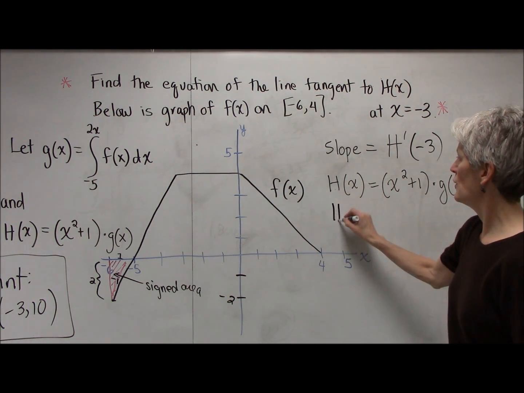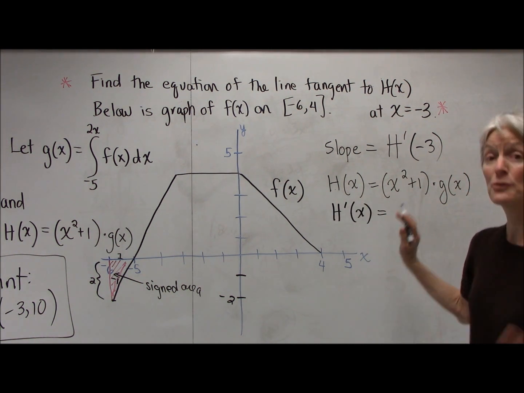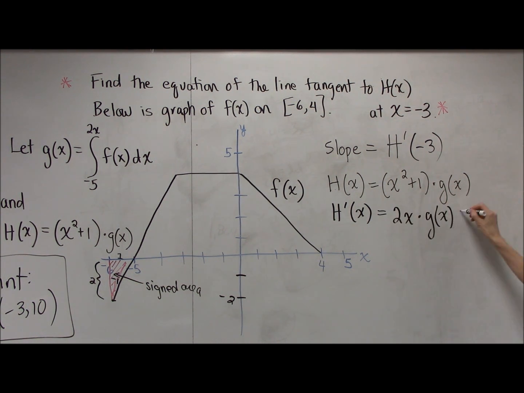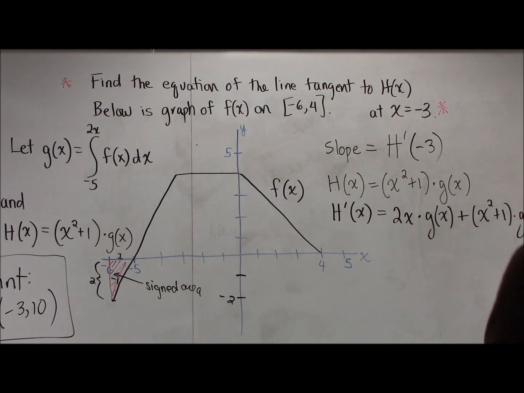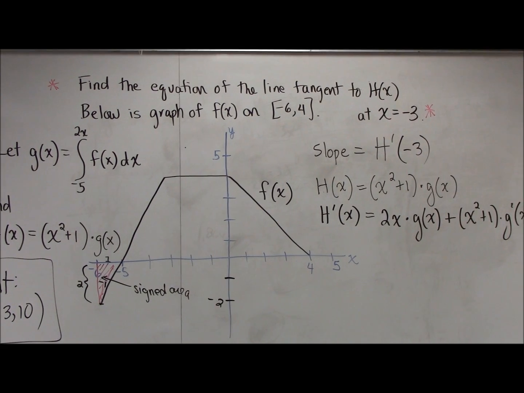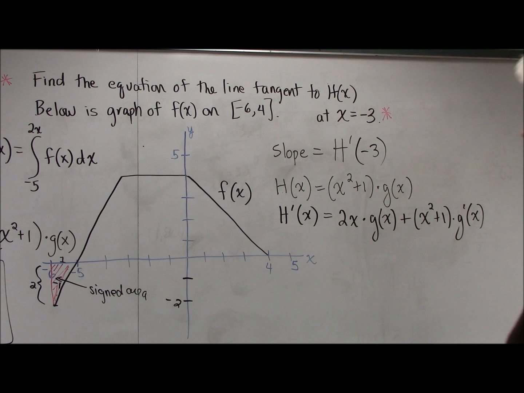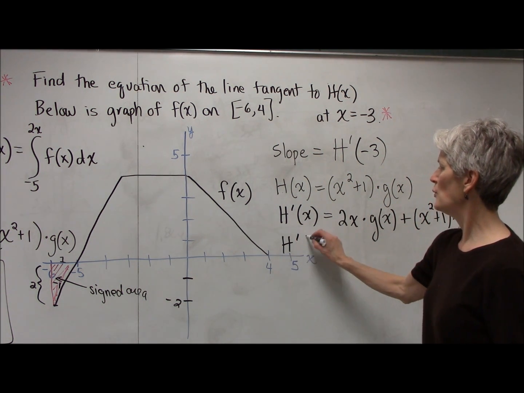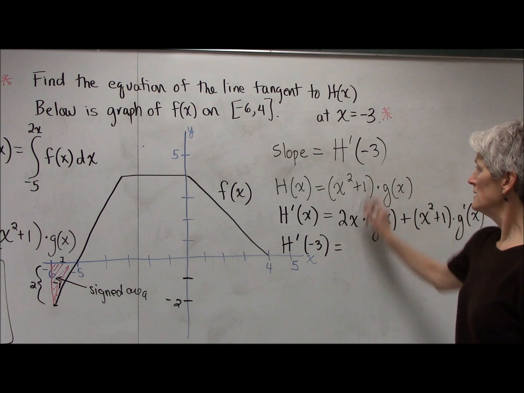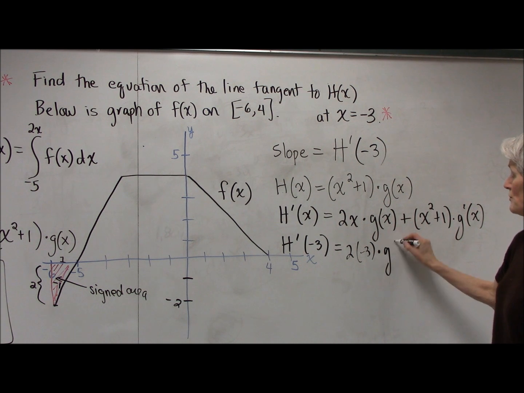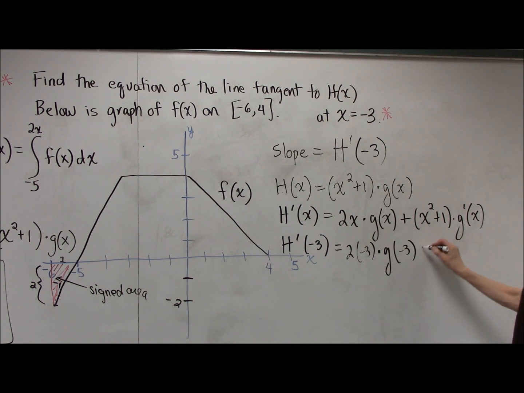Here we go. So h prime of x, product rule: the derivative of the first times the second as it is, plus the first as it is, times the derivative of the second. All right, there we go. The product rule in action. Let me just move this so everybody can see what's going on. Okay, so if I want to find the derivative when x is negative 3, now it's safe, since I took the derivative, to replace all those x's with negative 3's.